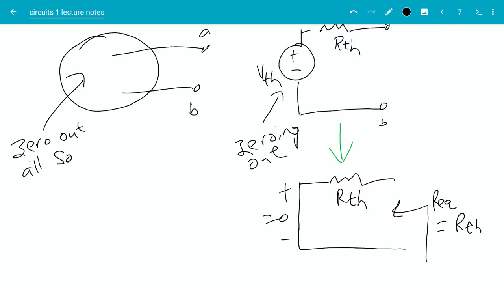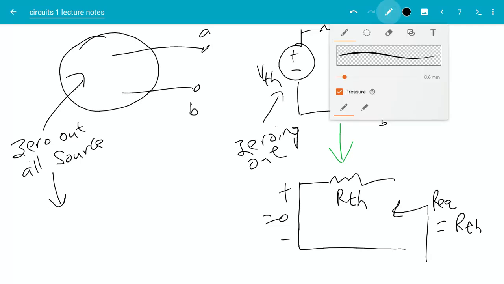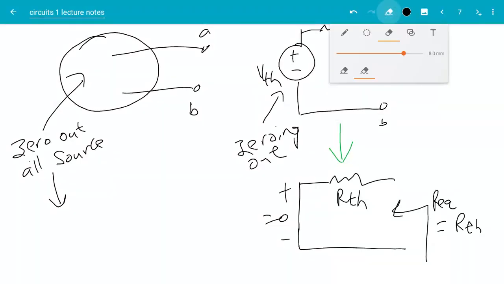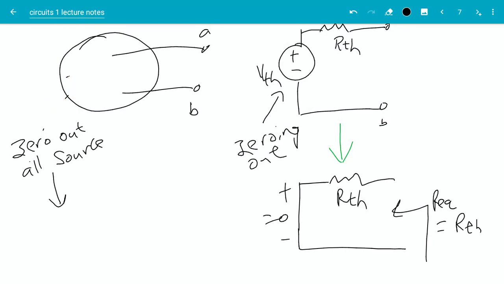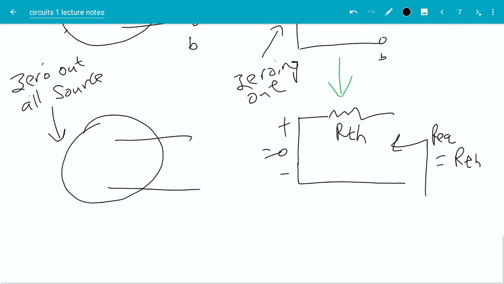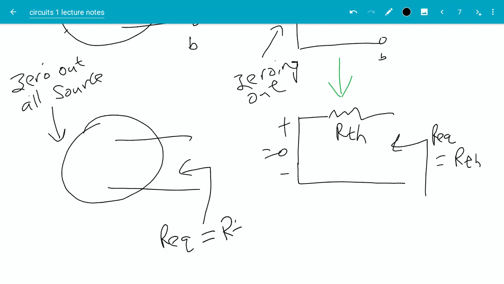Zero out all sources in there, right? And then the result of that, let's say, let me pick an eraser here. All right. So let the result of zeroing out all those voltage sources make a new circuit, and then if I measure the equivalent resistance, that should also be equal to RTH because that's what it is over here.